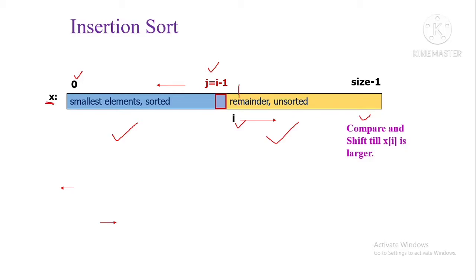We are going to choose one element from this unsorted array and try to find out a proper position for that element in our sorted array. After finding the proper position, we will insert that value in our sorted array. After that we will choose the second element, find the proper position in our sorted array, and insert the value.